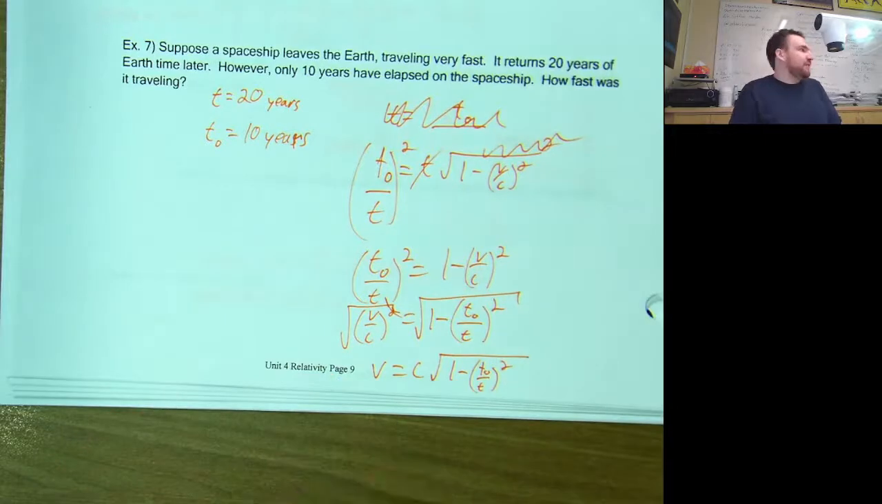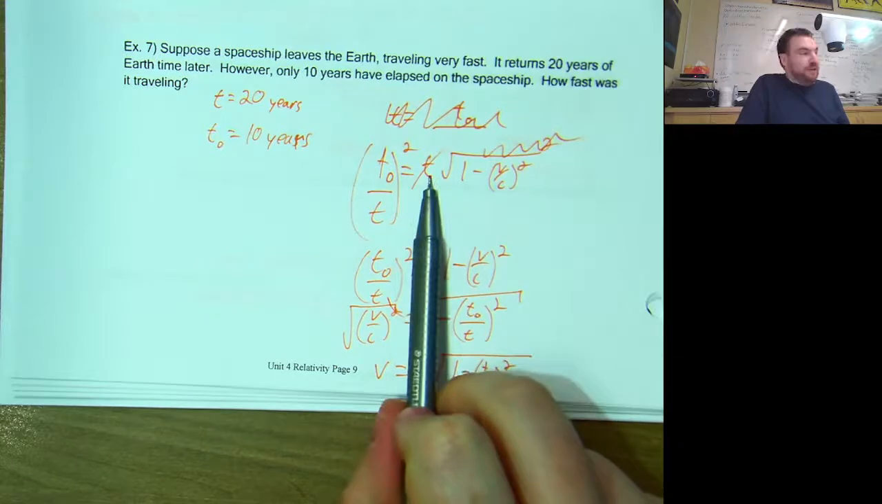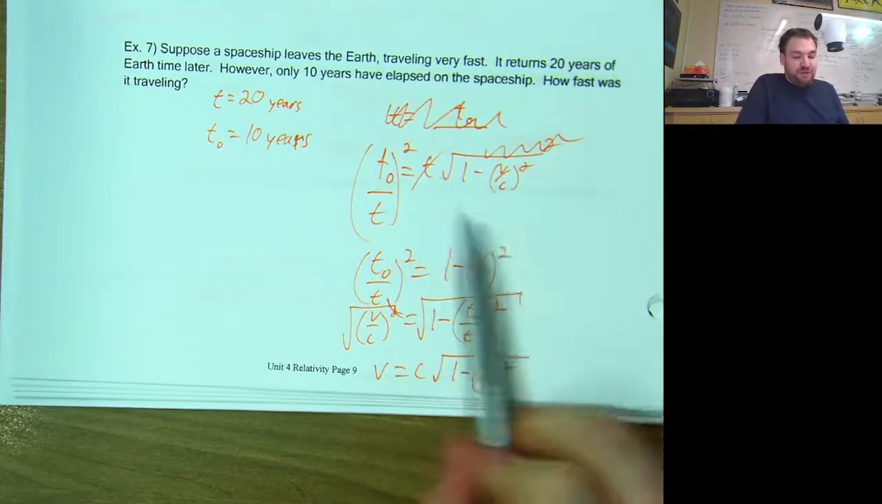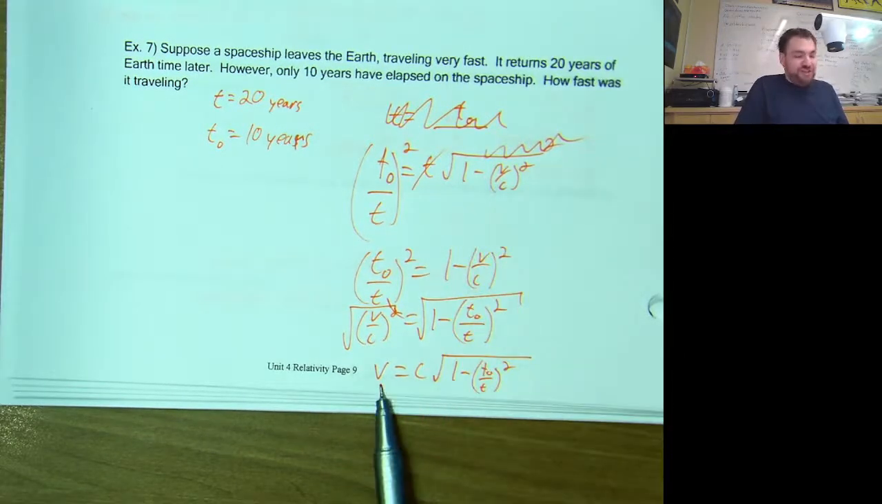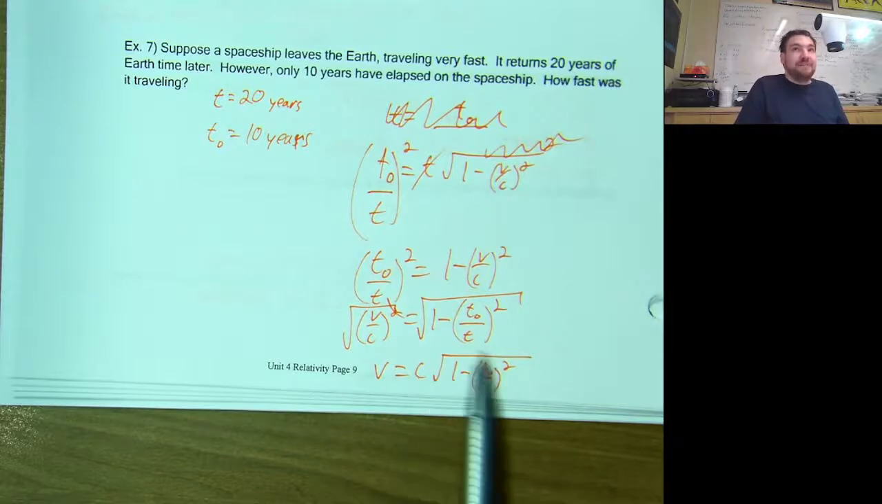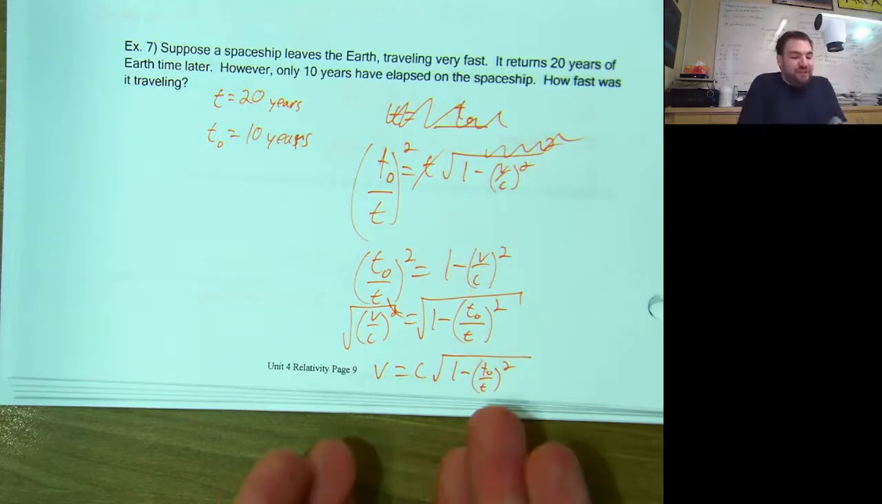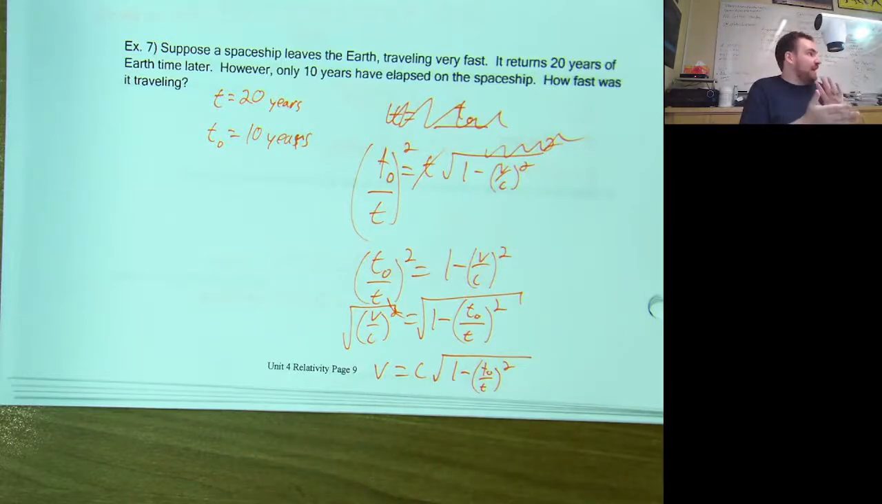Well, doesn't that look familiar? Wait a minute. We had the time on the ship is equal to the time on the Earth times the square root of this term here. Now we've got the velocity on the ship is equal to the speed of light times this term here. There is beautiful symmetry. That's all I wanted you to see here. Beautiful symmetry in the special relativity equations.